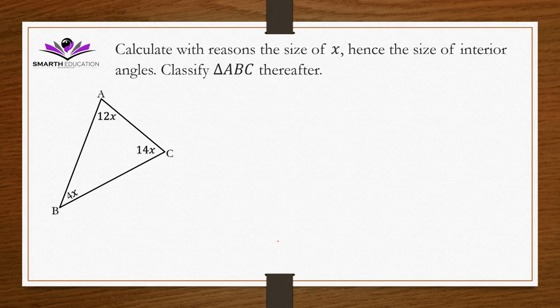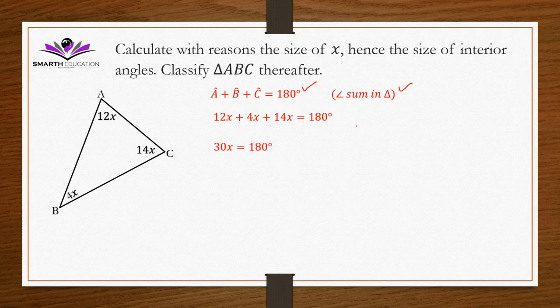So we're adding these three angles. They must give us 180 degrees. Then you see every time, statement and reason. And then we have our angles. 12x plus 4x plus 14x is equal to 180 degrees. If we add these like terms, we get 30x. And then we divide by 30 on both sides of the equation. What is 180 divided by 30? It should be 6 degrees.